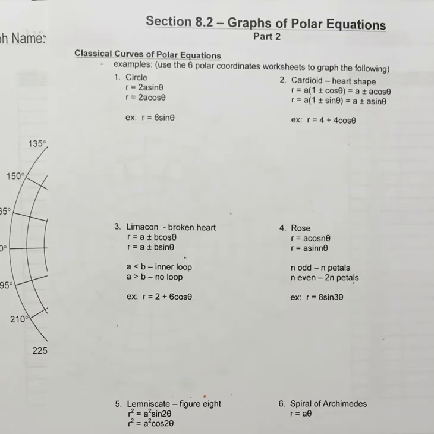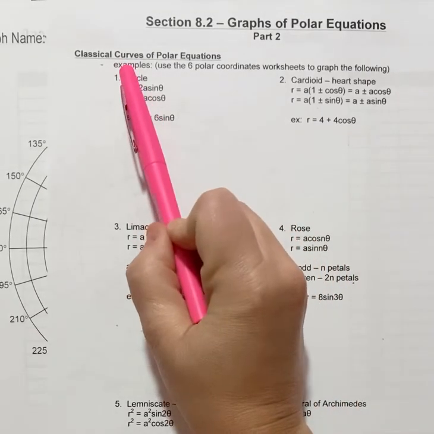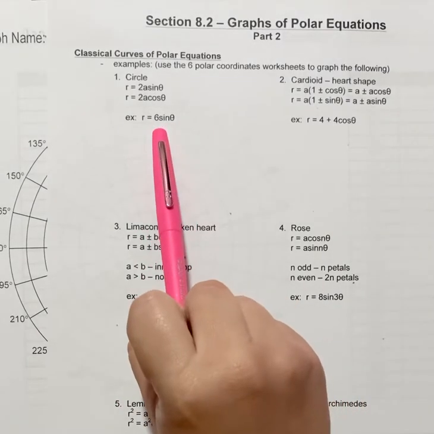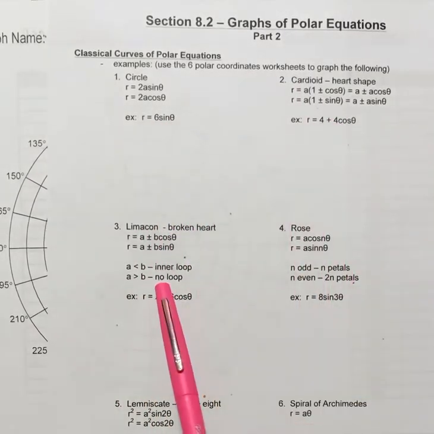All right, in the second part of section 8.2, we're going to look at classical curves of polar equations. In the first part, we looked at general curves: circles, lines, horizontal and vertical lines. In the second part, we're going to look at classical curves, and we're going to do each of these in separate videos. So the first video is going to be the circle, then a cardioid, limacon, rose, lemniscate, and spiral of Archimedes.